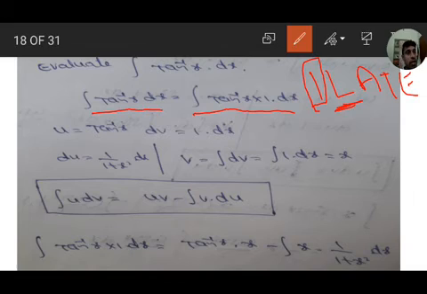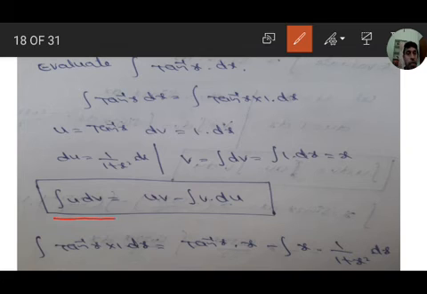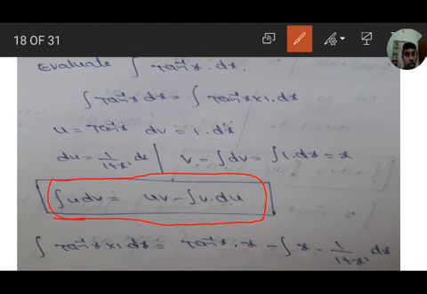Tan inverse x is an inverse trigonometric function, and 1 means an algebraic function. So the inverse trigonometric function is taken as u equal to tan inverse x, and dv equal to 1 into dx, the second function. The derivative of tan inverse x gives du equal to 1 by 1 plus x square dx, and integration of dv, that is v equal to integration of 1 into dx, which equals x. So substitute in the formula, integration of u into dv equal to uv minus integration of v into du.